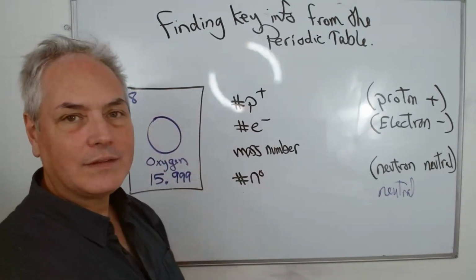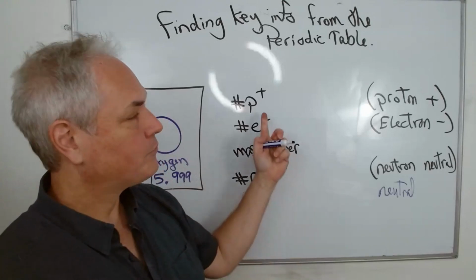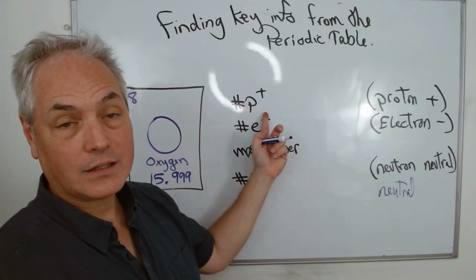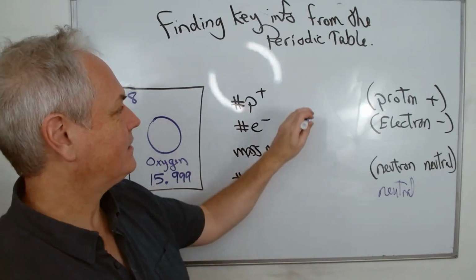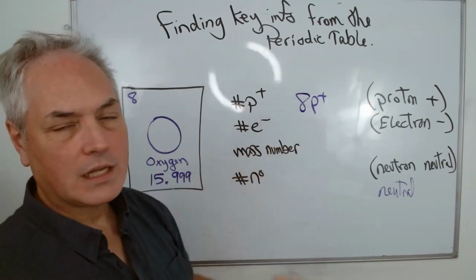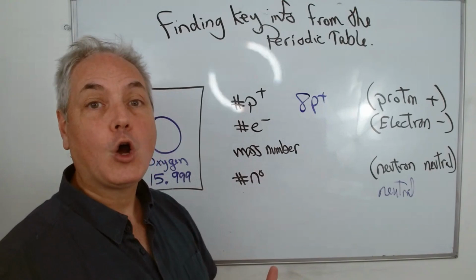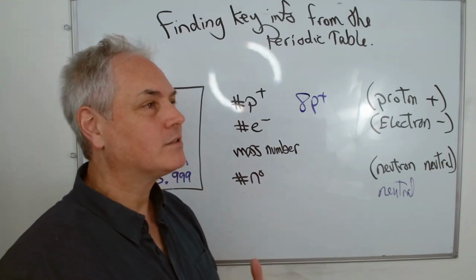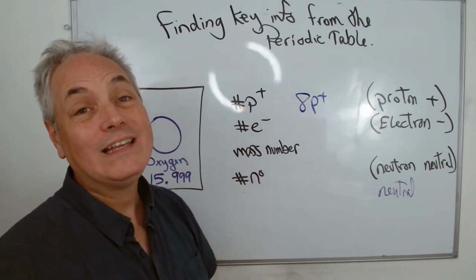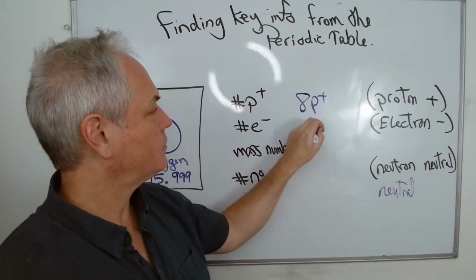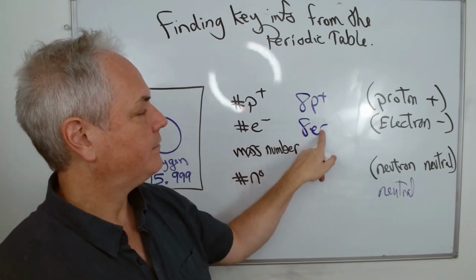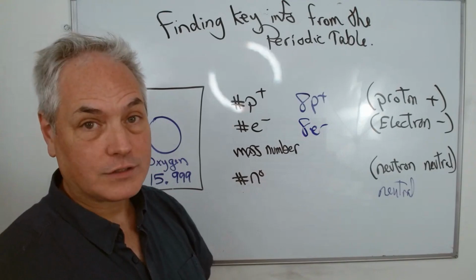So let's see. We have this one here. The number of protons is always the atomic number. So if you look at the information here, the atomic number is 8. Because we're starting in chemistry, we always have neutral matter because the first thing that matter wants to do is to be neutral. That means that if we have 8 protons, we have 8 electrons as well.